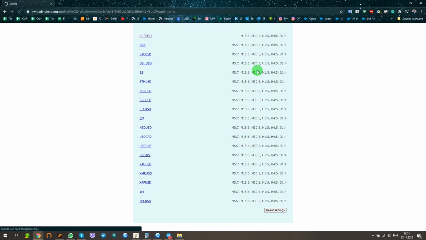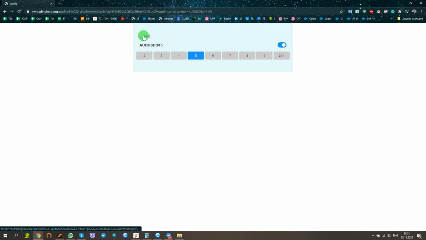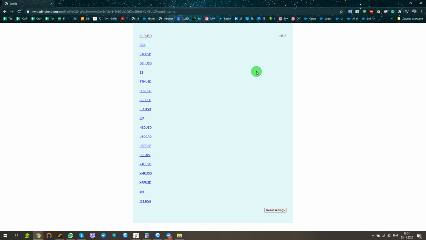After you press reset settings, all of the settings will be reset to their defaults, and you will be able to switch off all of the instruments, and then turn them on depending on which currency you want to switch on and how many candles you want to put here. Also, we will add another option to reset them to default, and in this case you will get the same number of instruments you were subscribed to at the beginning.